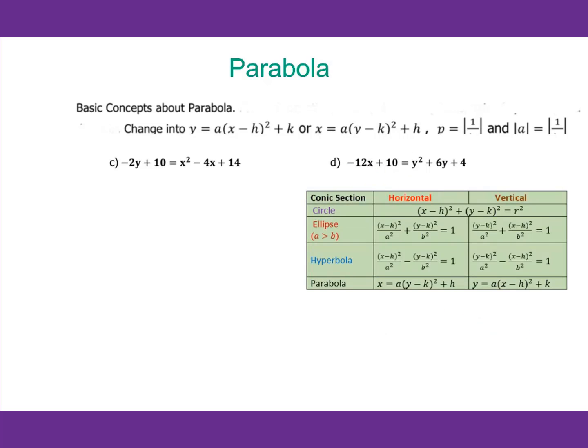Say, in your mind, remember this is the pattern I need to get, either x equals or y equals. Therefore, you need to isolate the x or y on one side, minus 10 on both sides. You will get negative 2y equals x squared minus 4x plus 4. Then do completing the square now.